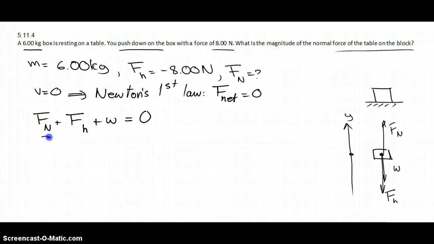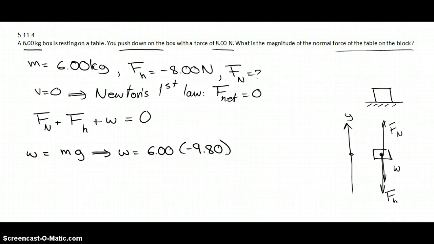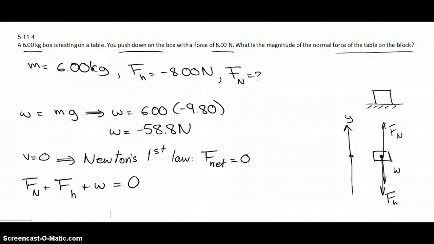Normal force is what we want to find, so it stays as a variable. Force by the hand, I got it. It's negative 8 newtons. And the weight, we don't have it, but we can easily find it. Because I know that W is equal to mg, which means that W is equal to 6 multiplied by negative 9.8. Using my calculator, the weight of the box is negative 58.8 newtons. I've just organized my paper a little bit, and now I can substitute.